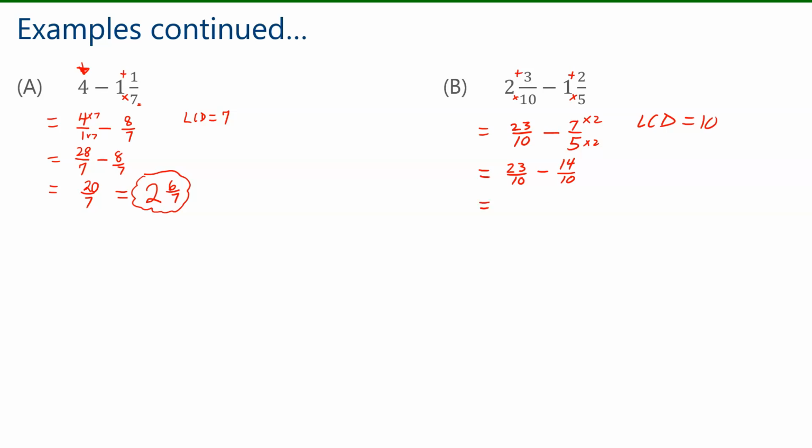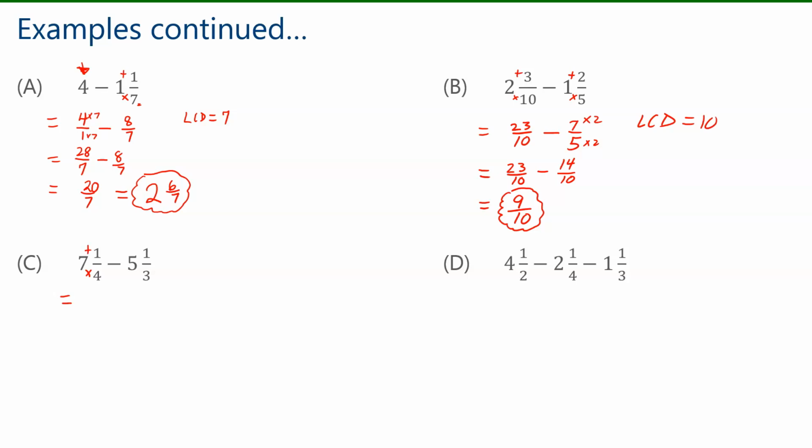That allows us then to subtract our numerators. 23 minus 14 is 9. Copy down the LCD 10. 9/10, simplest form, done deal. C, 7 1/4, subtract 5 1/3. Step 1, mixed numbers to improper fractions.